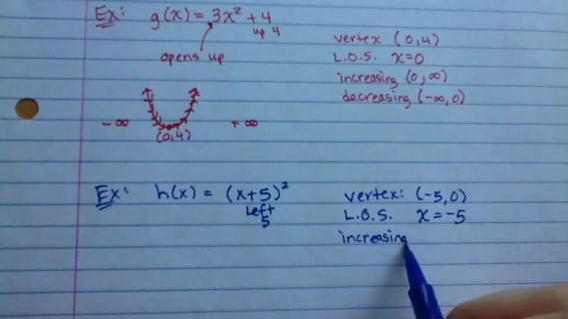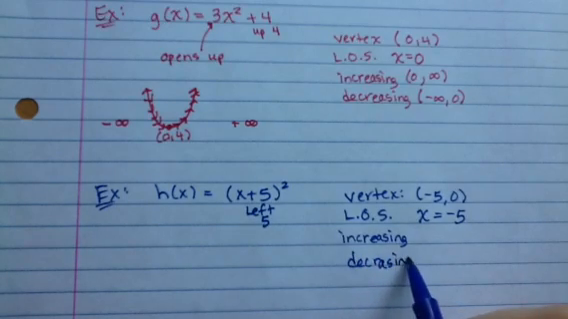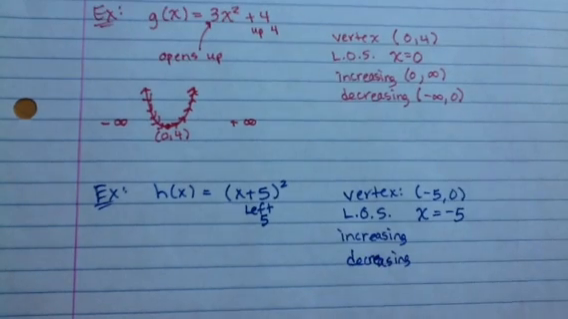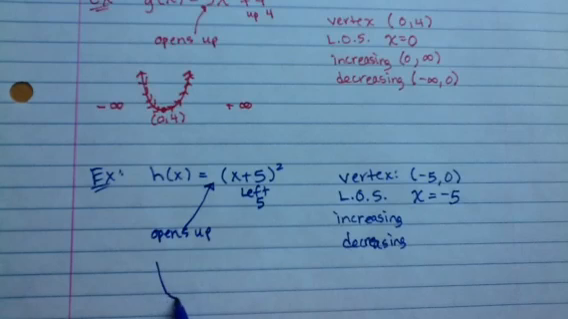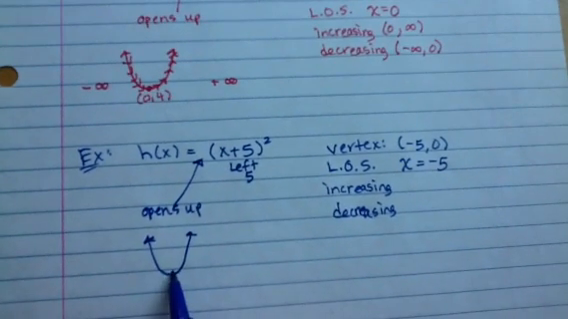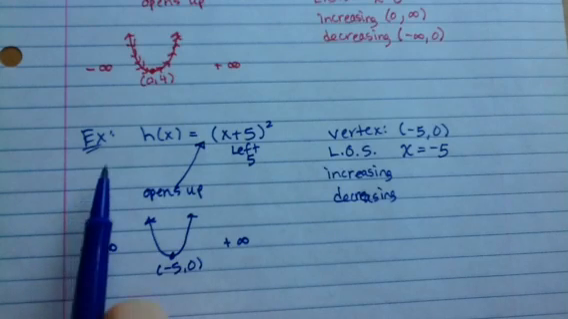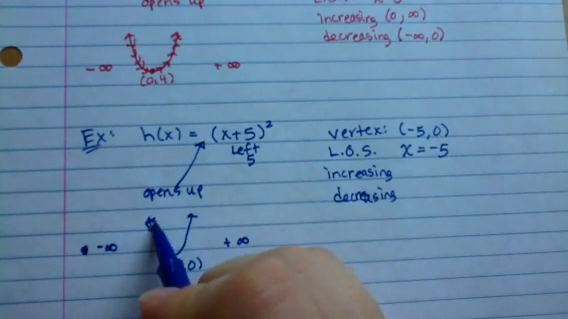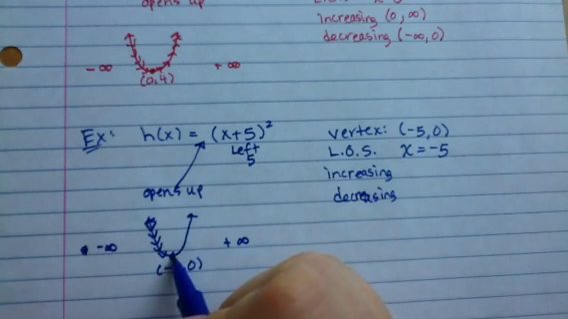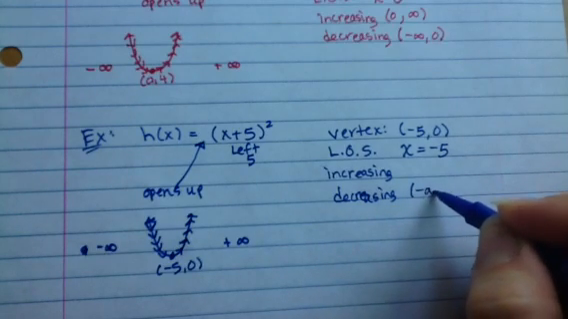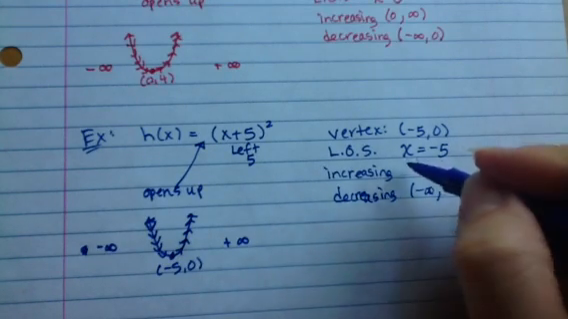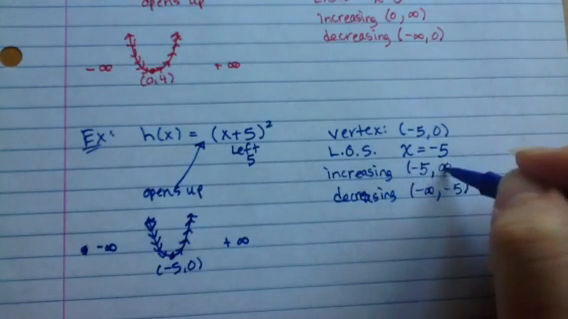Let's look at where it's increasing and decreasing. The parabola, since it doesn't have a negative out front, opens up. Go ahead and label my vertex at negative 5, 0. Remember, I want to move from negative infinity to positive infinity, left to right. So when I'm out at negative infinity, this parabola is going downhill. So it is decreasing. At negative 5, it turns around and starts increasing. So we are decreasing from negative infinity to negative 5. And then at negative 5, it begins increasing, and it increases to infinity.